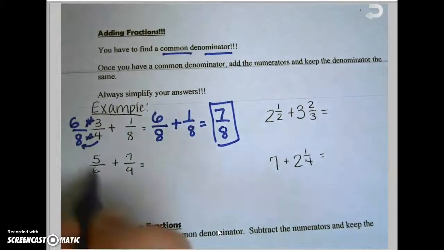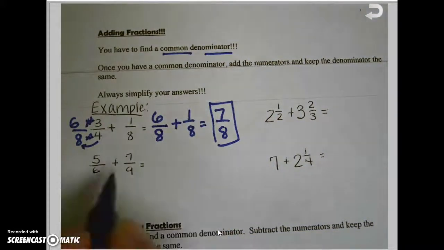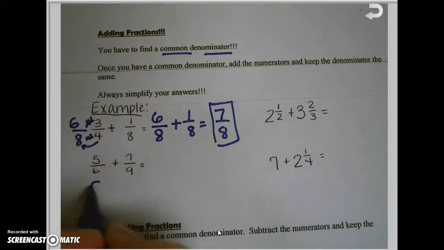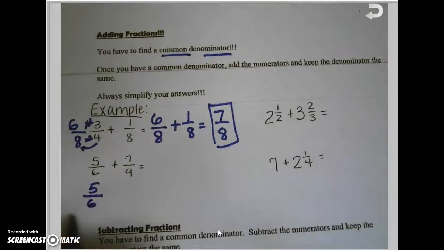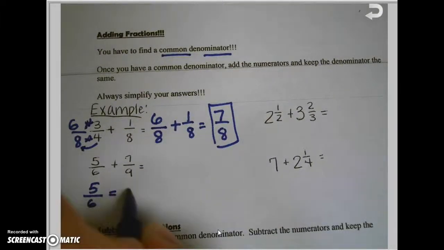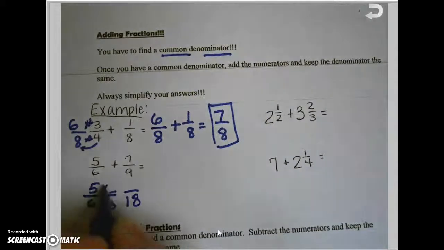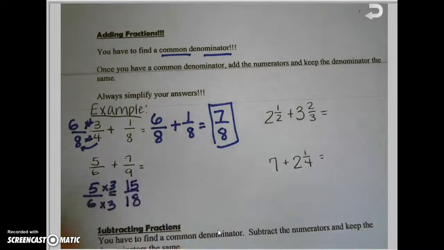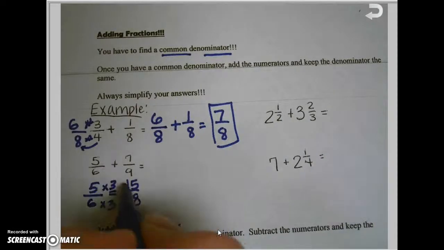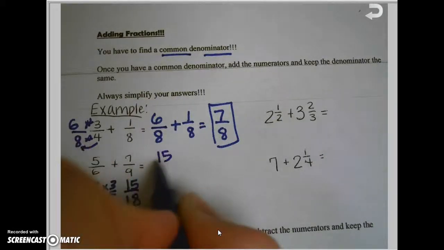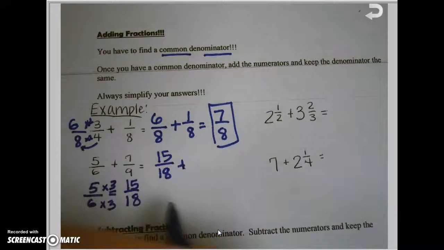So the next one, 5/6 and 7/9, I can convert that to 18, because 18 would be my lowest common multiple. 6 times 3 is 18, so 5 times 3 is 15. So 5/6 would be 15/18. And then 7/9.